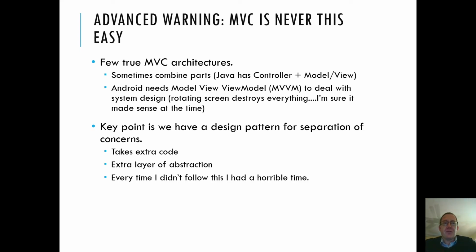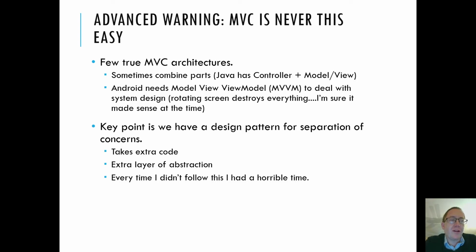And again, one of the big things to remind you of is that MVC architectures are never that simple. So Java has a controller and then a model view. So the model and the view are wrapped together and the controller is separated. Android has a model view, model controller, because when you rotate the screen, it destroys everything. And it was such a pain in the bum that they actually developed a new way of doing MVC as a result. It is what it is.